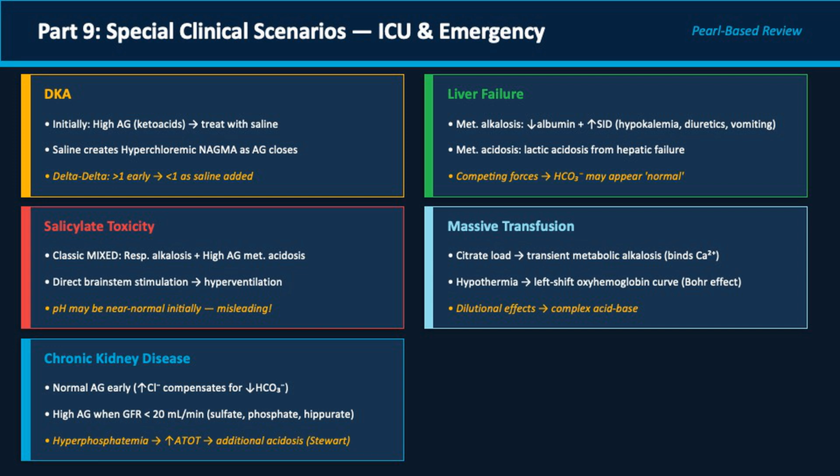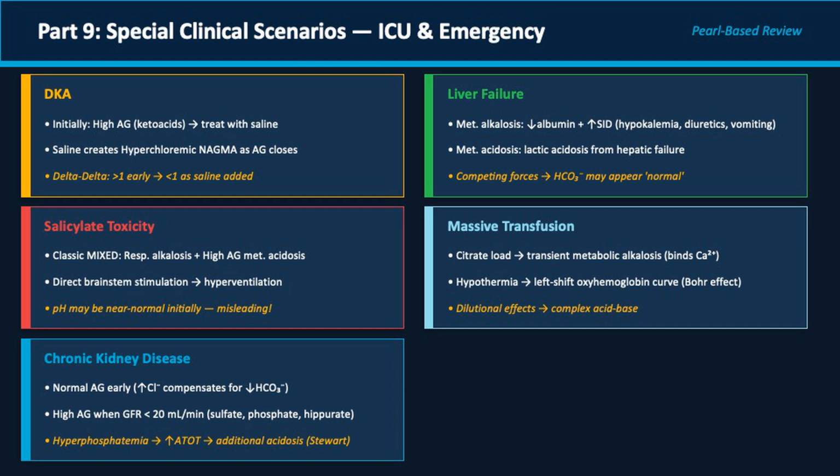Now let's talk about 5 scenarios everyone working in ICU should know. Scenario 1, DKA. At the start, there will be high anion gap acidosis from ketones. You give normal saline to treat. The ketones clear. The anion gap closes. But now the saline creates hyperchloremic acidosis. The patient hasn't recovered. One acidosis is replaced by the other. Always track the delta anion gap during treatment. And once ketones are clear, switch to balanced crystalloid solution.